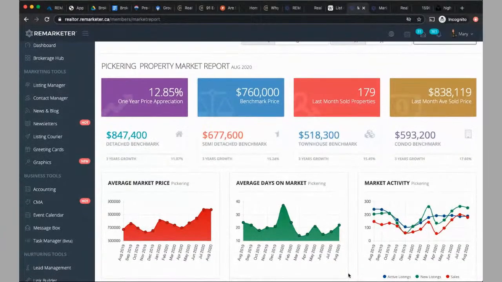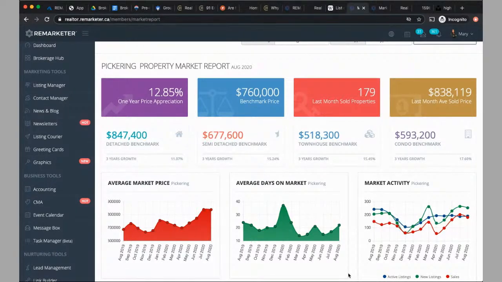I'm not a big fan of the DOM because it could be misleading, especially with the huge number of properties that come to market and get relisted and relisted and relisted. Recently, TREB has started to give us two indicators for the DOM. One is the listing DOM, another one is the property DOM. The listing DOM means how many days this listing has been on the market with this MLS number. So if you take the property out and then in two months you put it back on again, the DOM would start from 0 again.